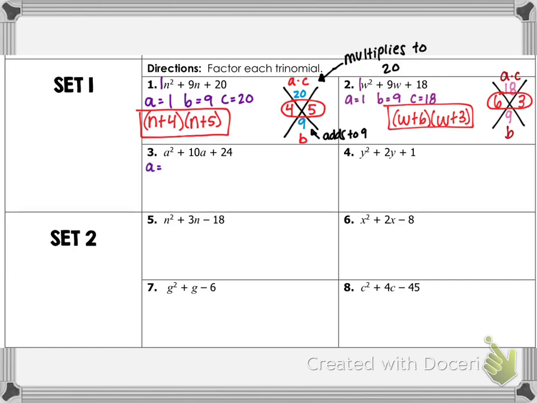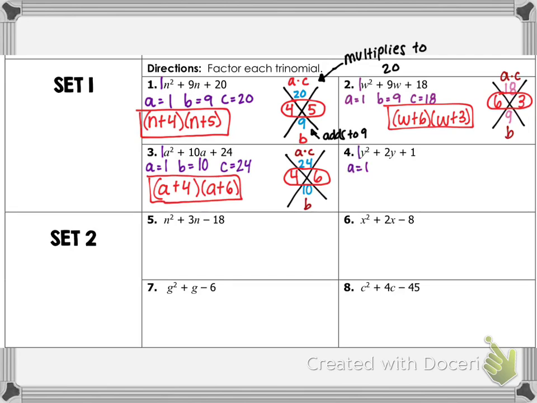Okay, let's label A, B, and C. So A is 1, B is 10, C is 24. Draw the x. What's A times C and B? Well, A times C is 1 times 24, so that's 24. B is that middle number here, so B is 10. What multiplies to 24 and adds up to 10? So 4 and 6, and then we're going to write A, because we started with A plus 4, A plus 6.